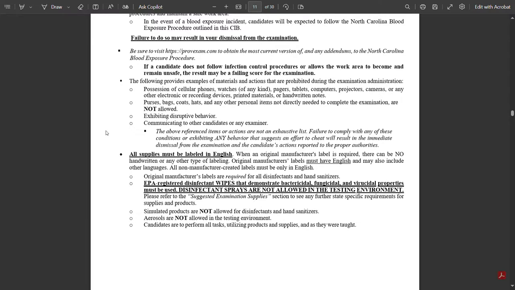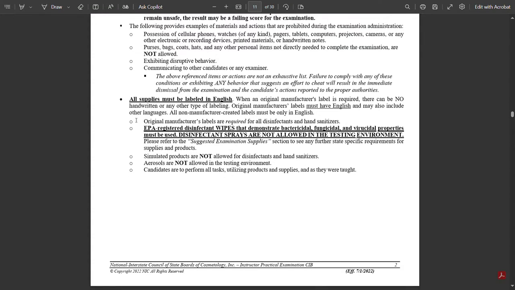No disruptive behavior allowed. All supplies must be labeled in English. So your supplies need to have a label on them. There are two things that need to have a manufacturer's label on them: your disinfectant wipes and your hand sanitizer. Those need to be original manufacturer's labels. Everything else can be a handwritten label if you want, and any other products can be simulated. Your disinfectant and hand sanitizer have to be the real thing.